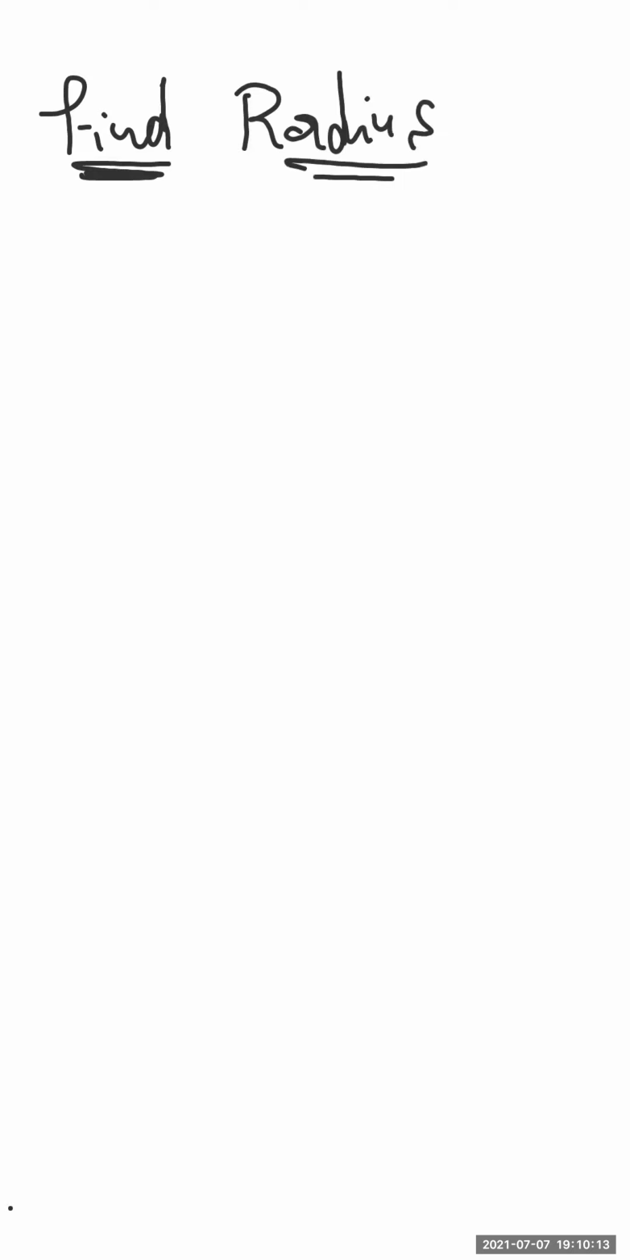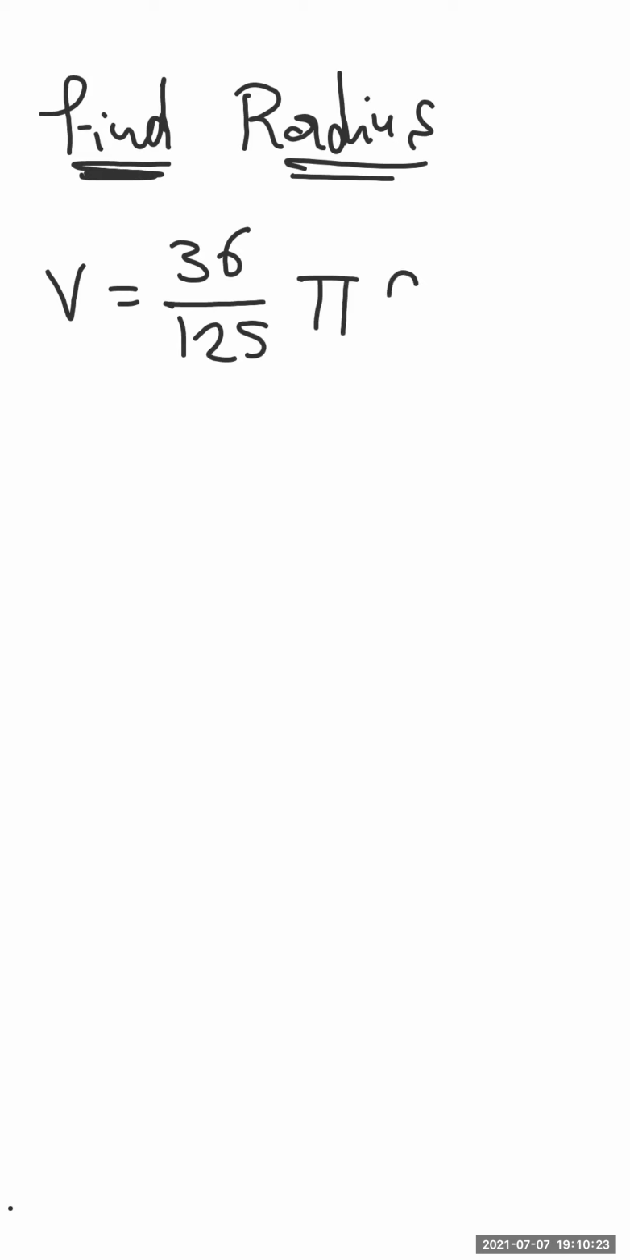Okay, the next question on the sphere. Find the radius of a sphere where its volume equals 36 over 125 pi cubic centimeters.